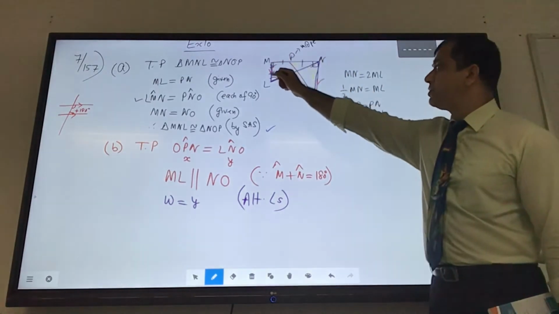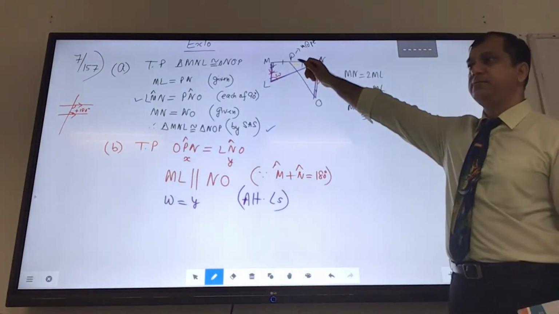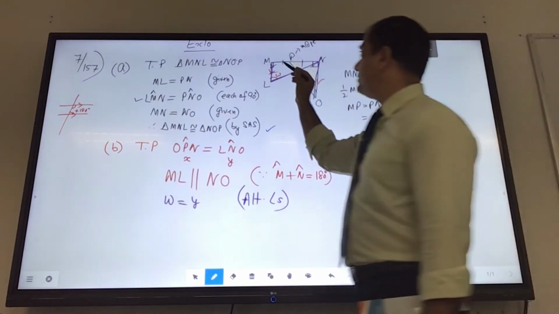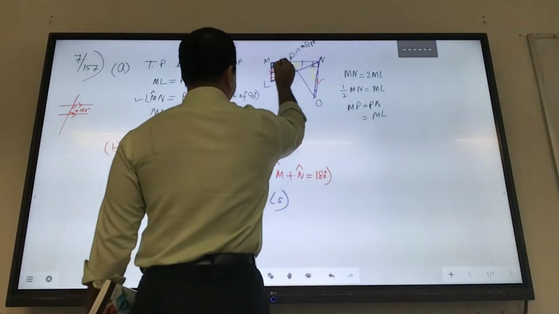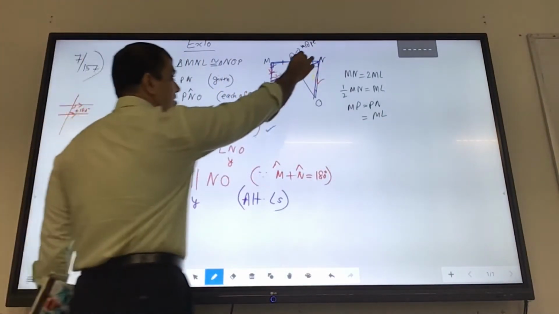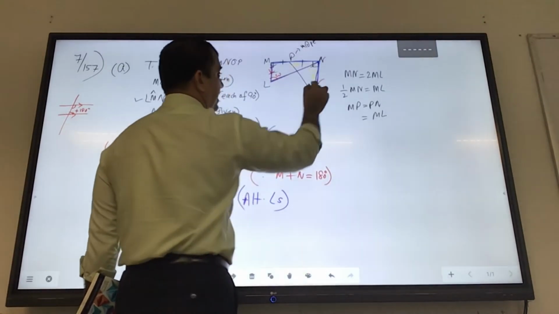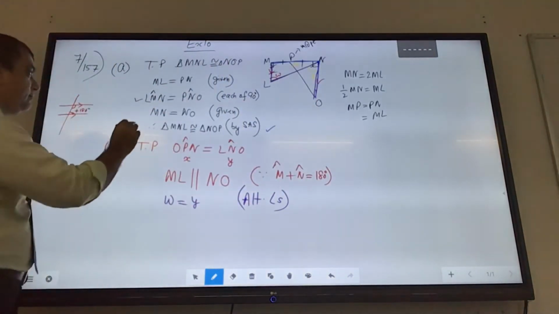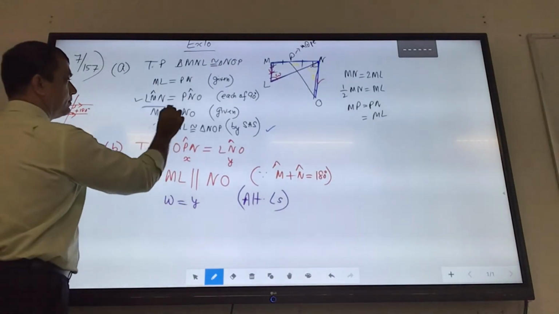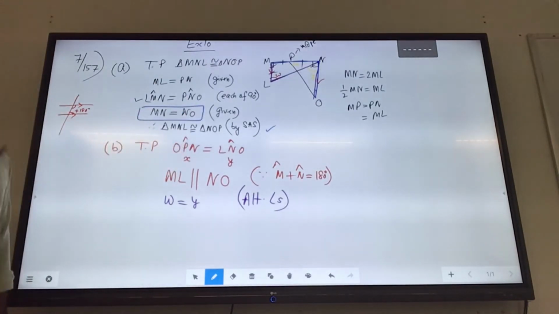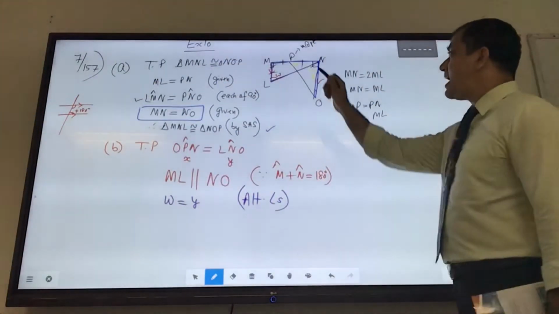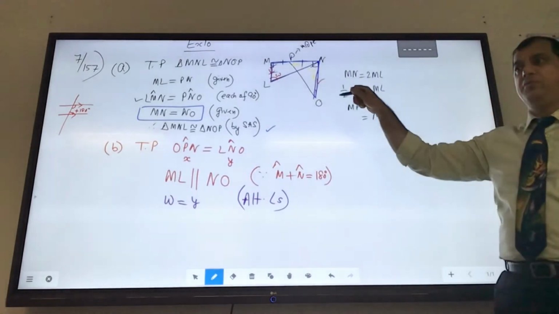Now in the horizontal triangle MN, right? Side MN, I can shade it again. This side MN in the horizontal, this side NO in the vertical triangle, they are equal. Yes or no? They are equal. Clear? And these two triangles are congruent.